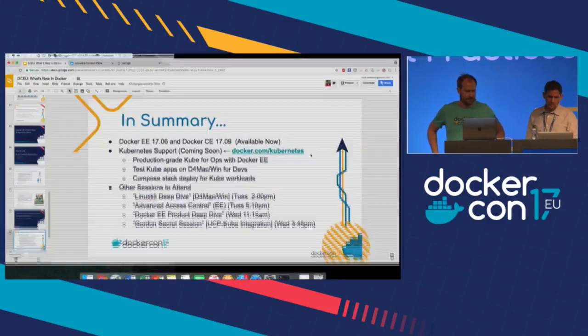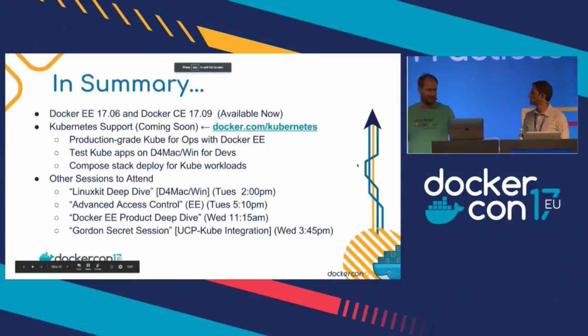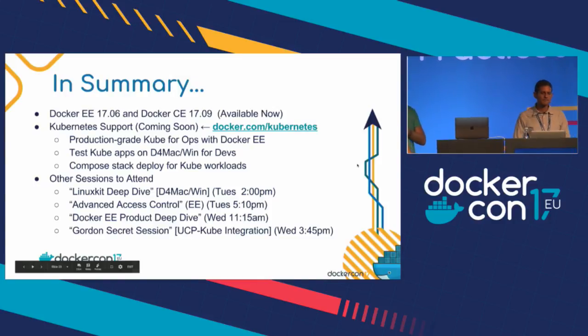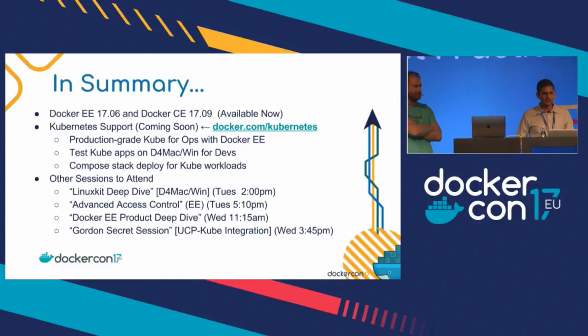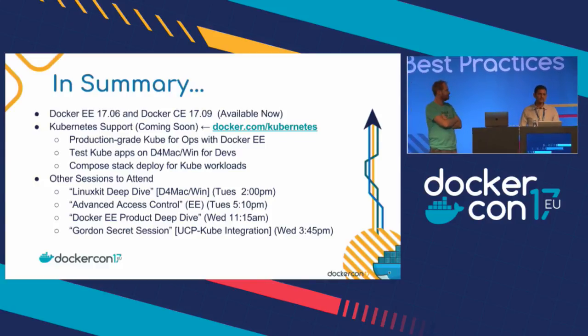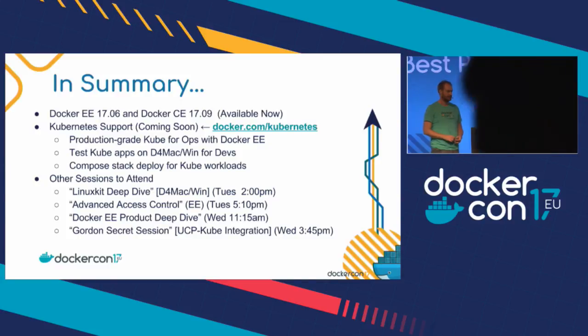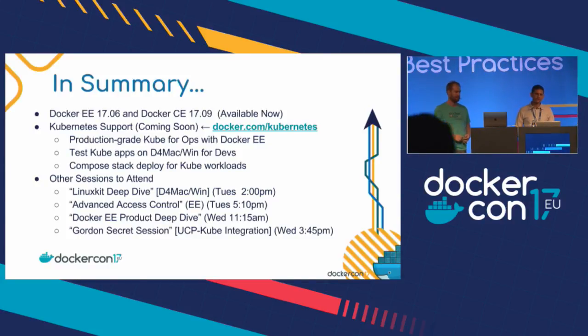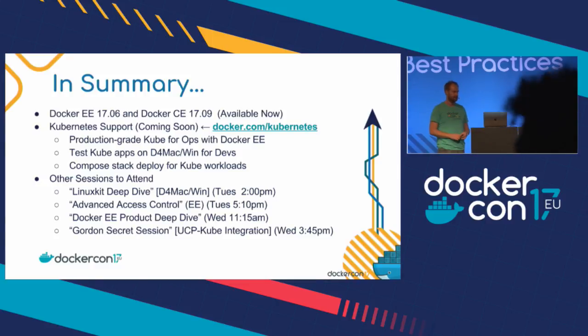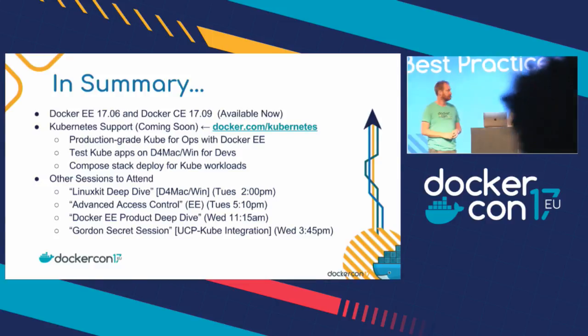All right. Great. Thank you, David, so much. So in summary, what have we talked about in the What's New session today? We talked about Docker EE 17.06 and Docker CE 17.09 available now, and really a focus on scalable multi-architecture and a secure supply chain. We talked about our Kubernetes support, which is coming soon. Check out docker.com/Kubernetes if you want to sign up for the betas for either the EE cluster or the Docker for Mac, Docker desktop projects.